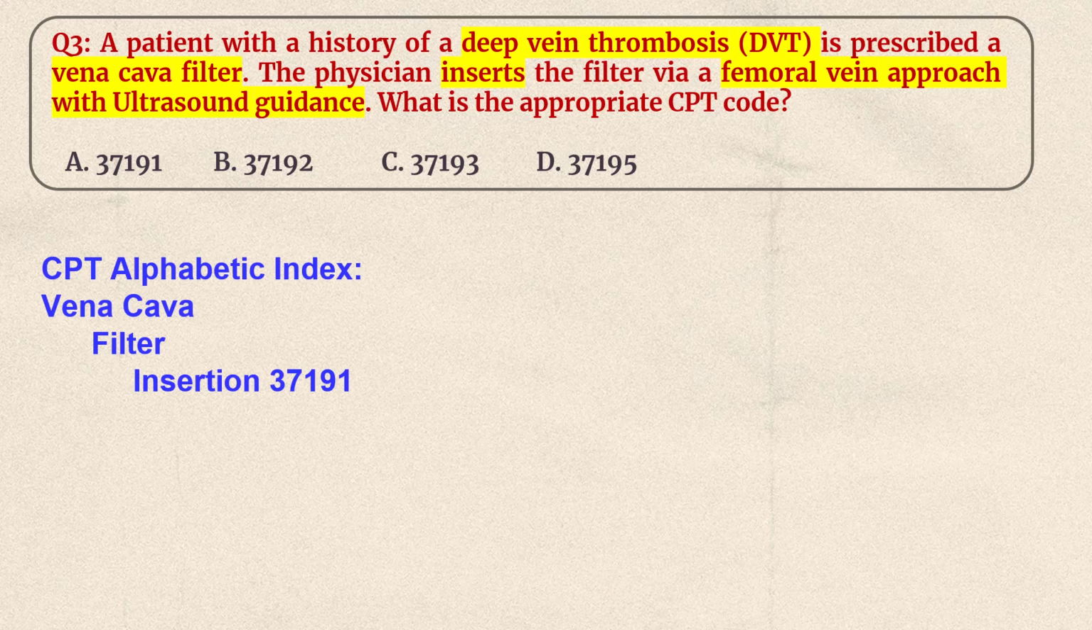If you encounter this case in a real working scenario, you have to find the answer using the CPT alphabetic index. In the CPT alphabetic index, you have to go to the Vena Cava filter. Again, you will find the subcategory of insertion. That will lead you to the code 37191. Again, you go back to the tabular list and confirm the answer. So the answer will be A.